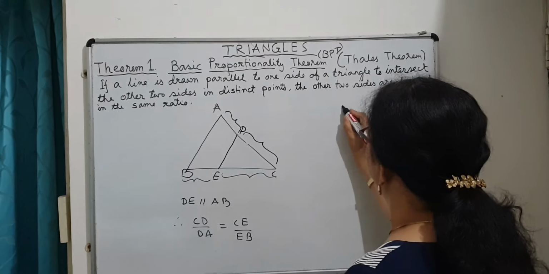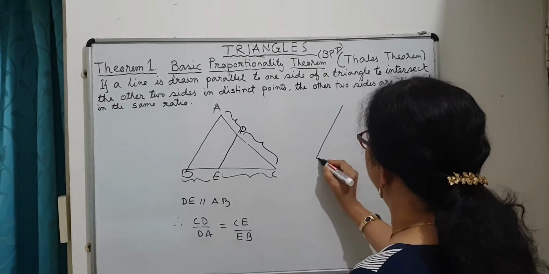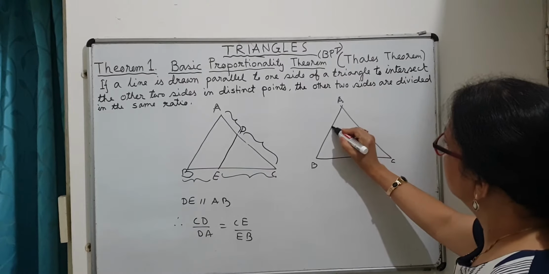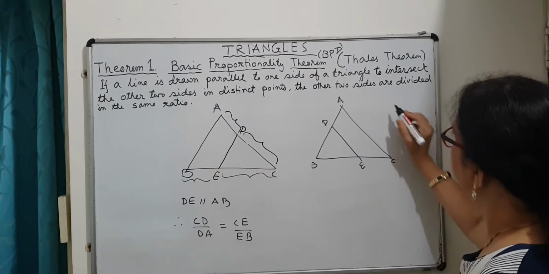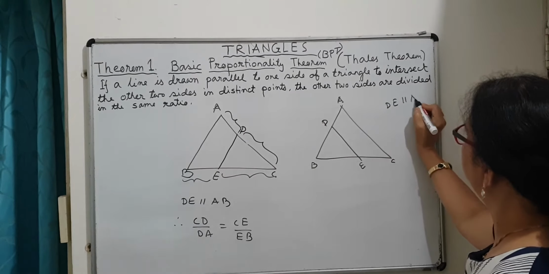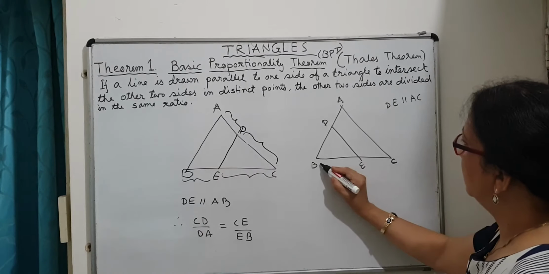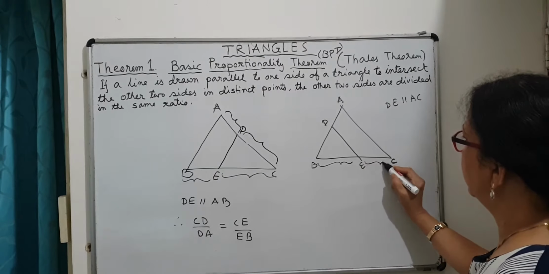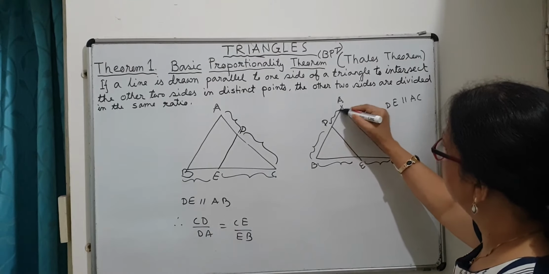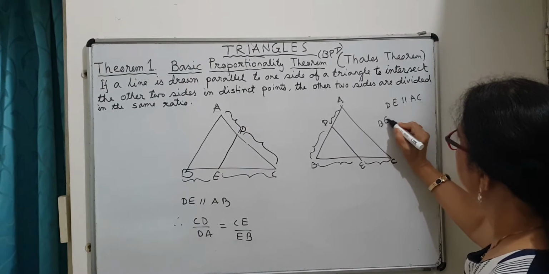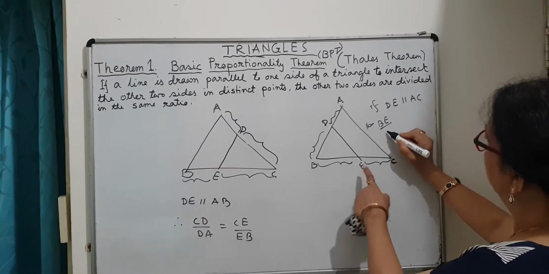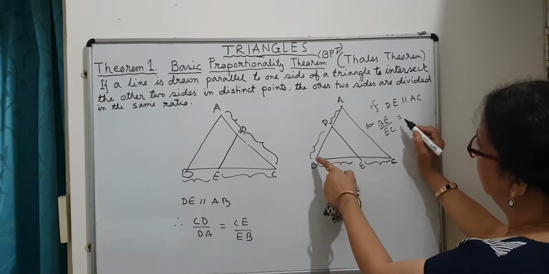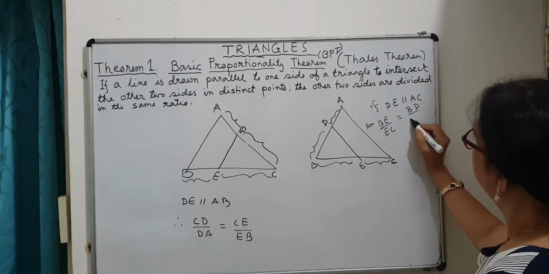Next, if I take a line parallel to AC now, DE parallel to AC, then also by this theorem this by this will be same as this by this. Then what will happen? BE, then BE by EC will be equal to BD by DE.